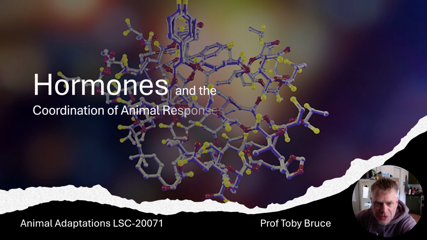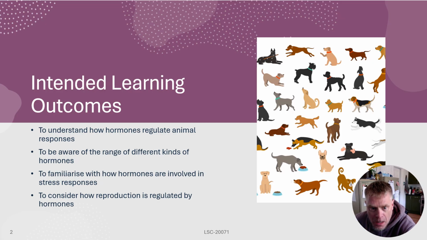Hello everyone. This week we are doing the topic of hormones and how they are used for coordinating animal responses. Our intended learning outcomes are to understand how hormones regulate animal responses, to be aware of the range of different kinds of hormones. There's quite a fascinating range of different ones. We also aim to familiarize ourselves with how hormones are involved in stress responses, and to consider how reproduction is regulated by hormones.